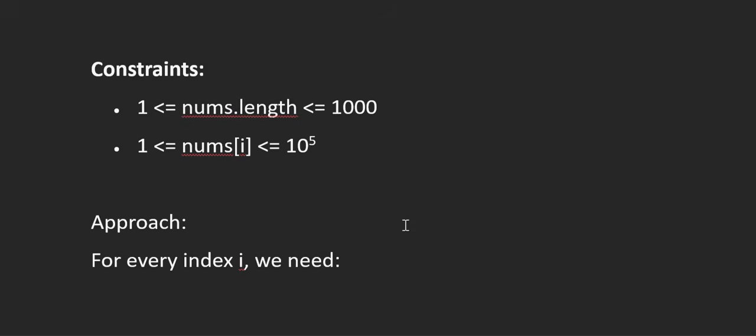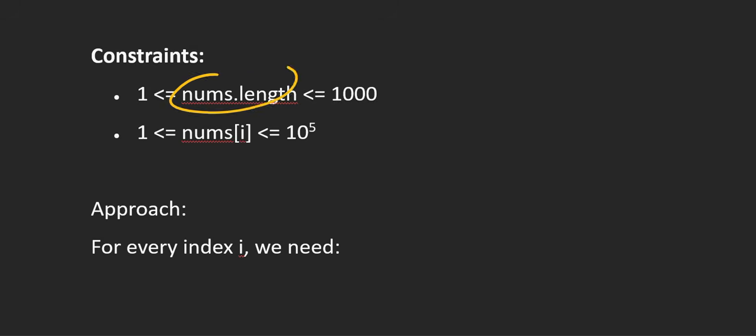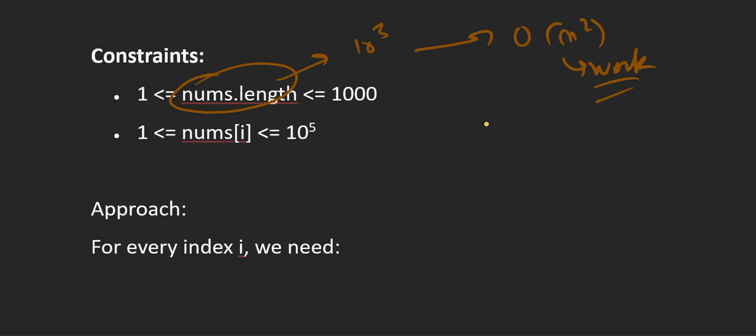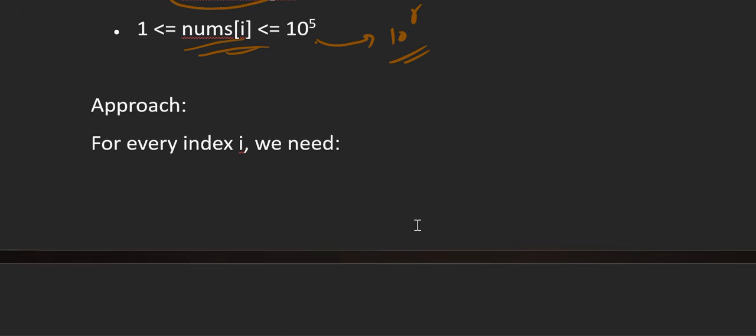Let's see the constraints. The total number of elements in the nums array is up to 10 to the power 3. So for this case even O of n square will work, and each element in the nums array can be up to 10 to the power 5, right? So let's move to the approach part.